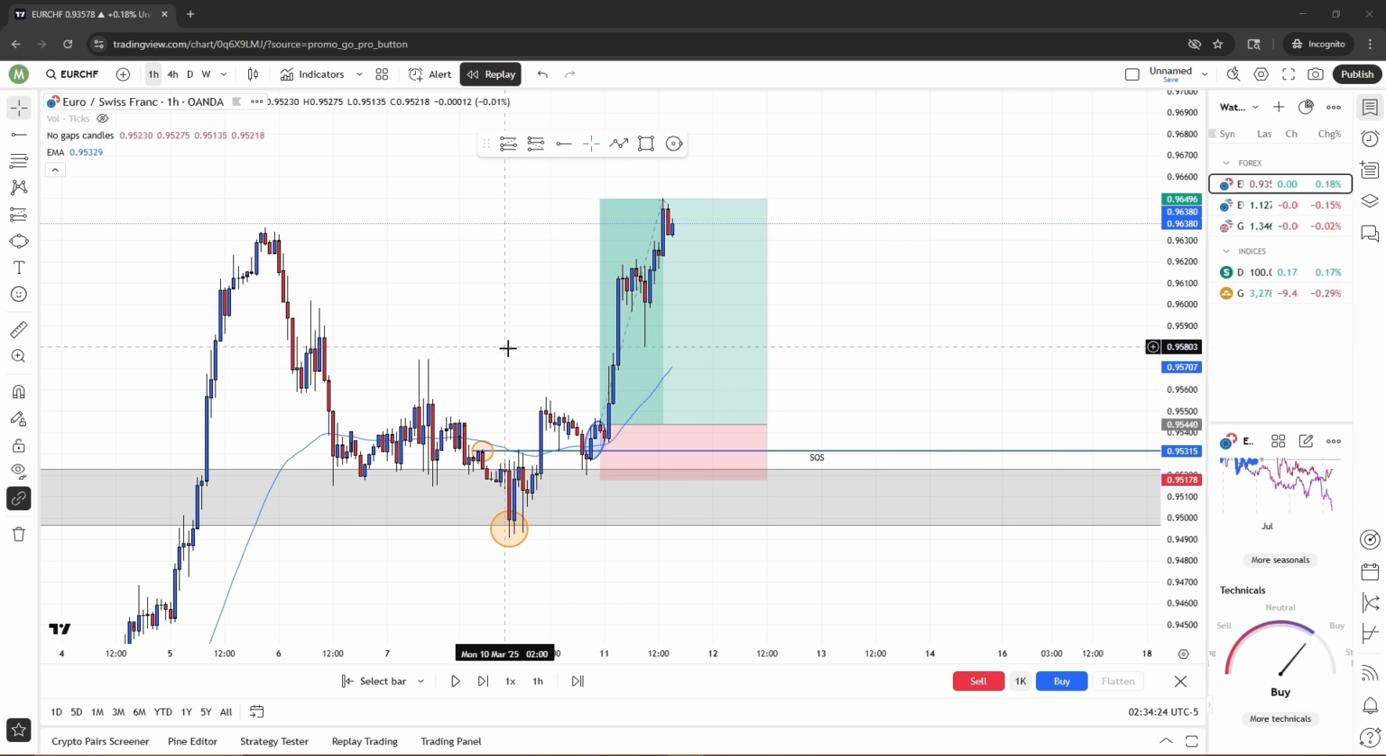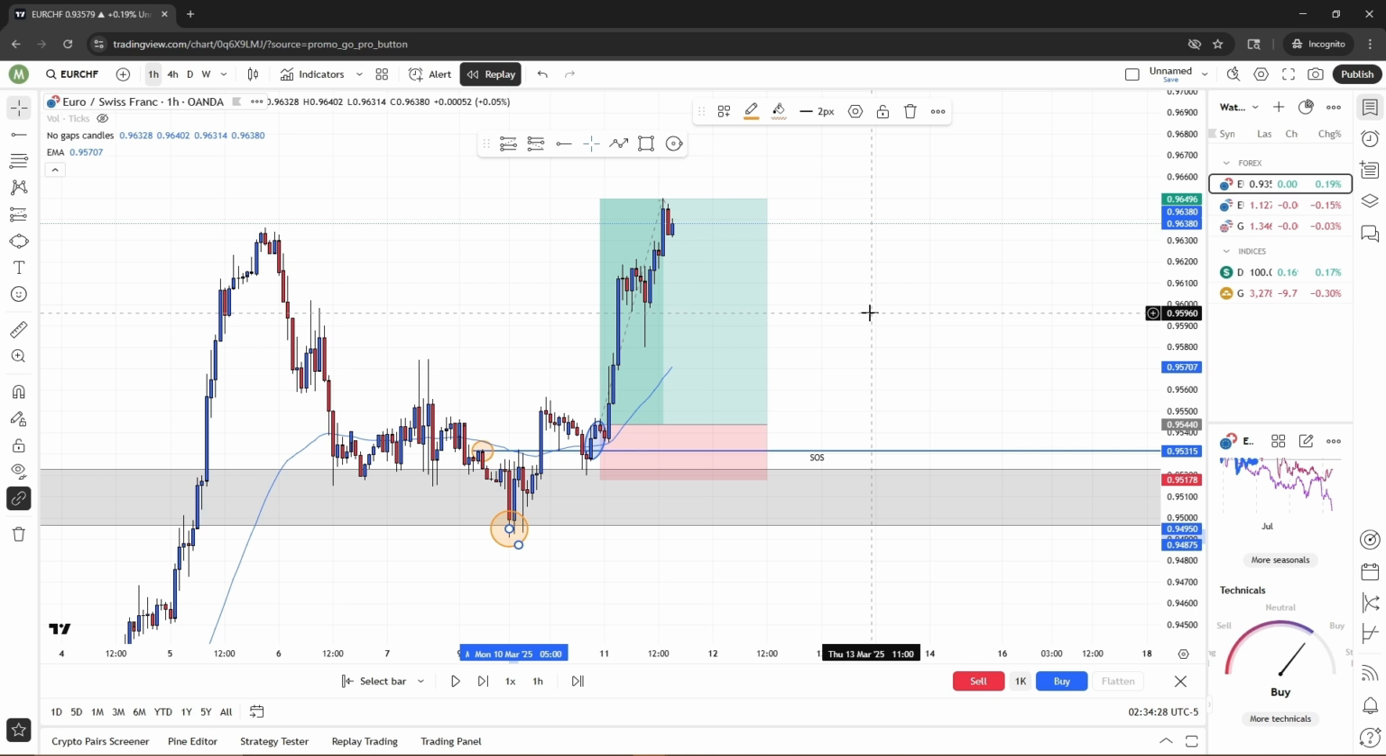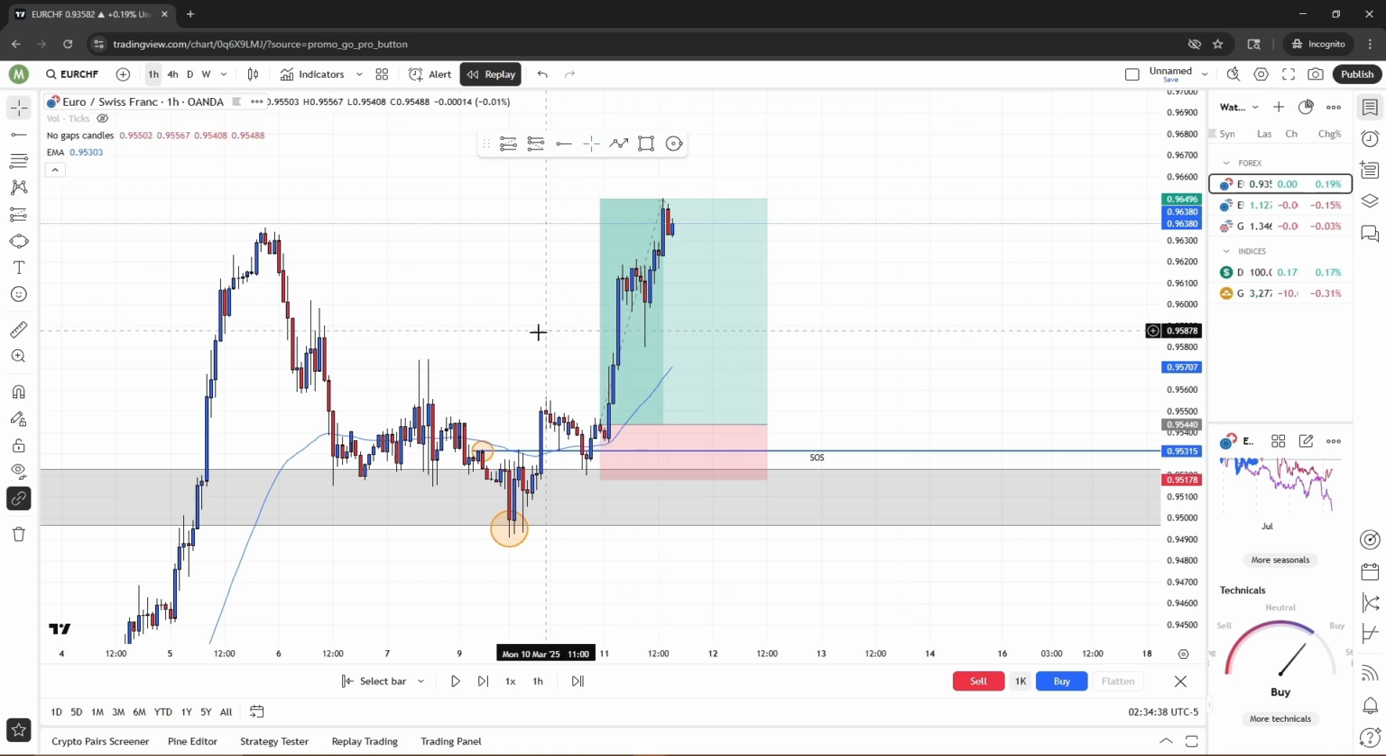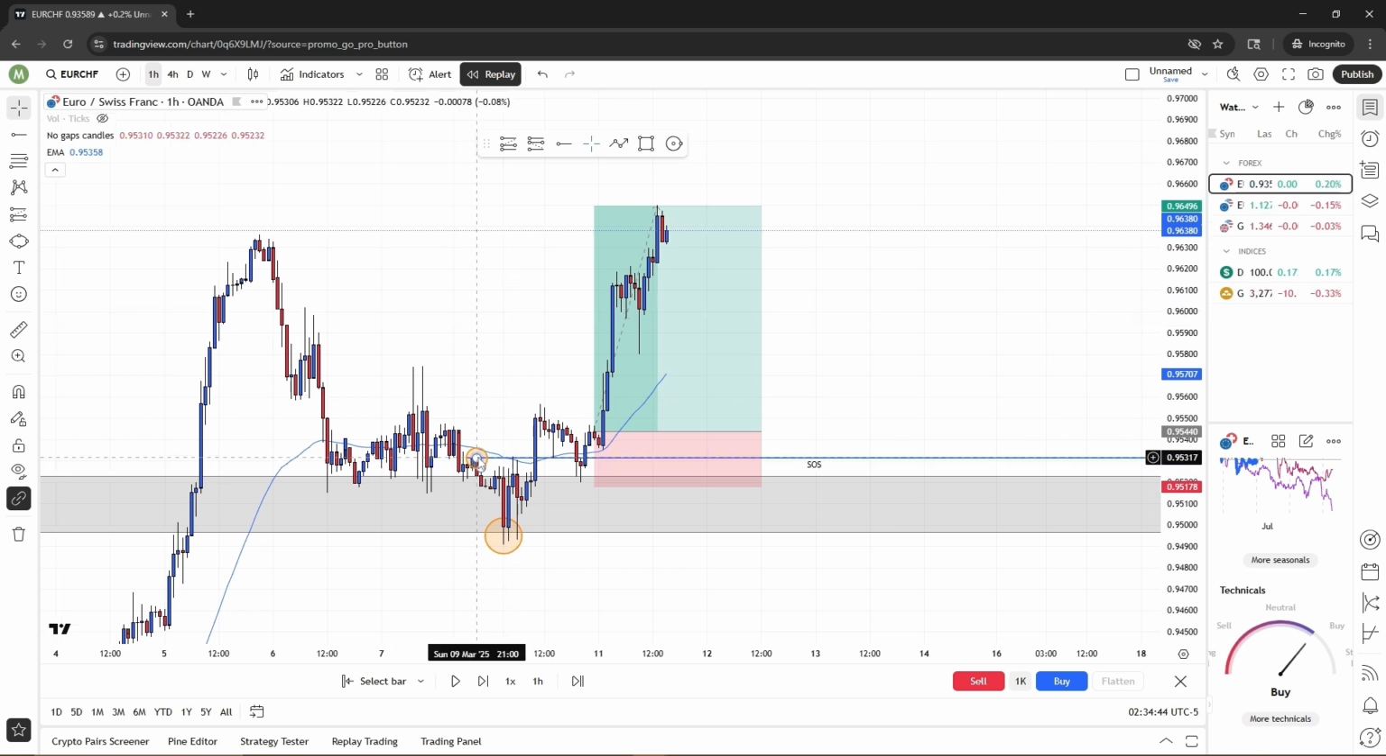All right, so I'm about to explain the shoestring theory real quick. It makes sense to me, so I'm going to try to explain it, right? So the shoestring theory is basically explaining the shift of structure. So you see right here, this was a resistance and price broke above this.